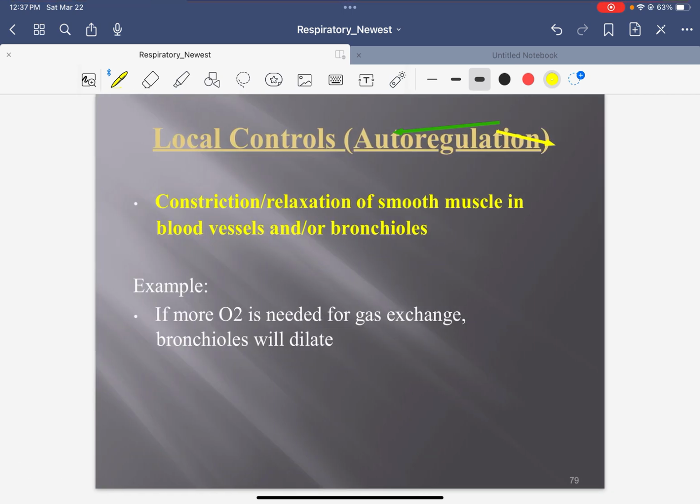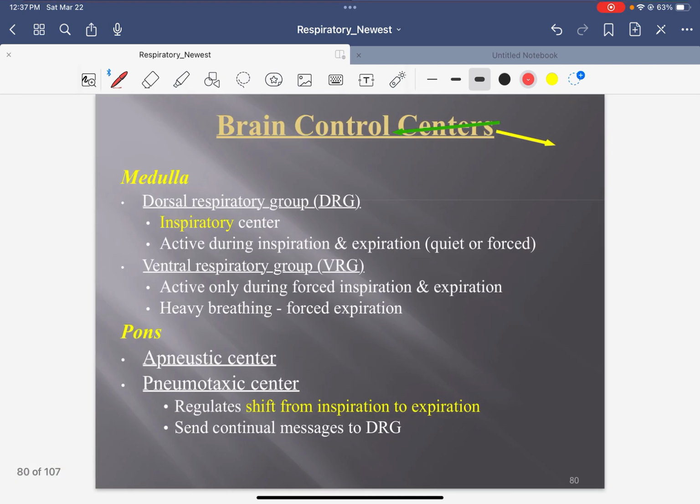Let's talk about basics. You already know this. What is a way that we can do local control for airflow, constriction, or dilation? If I need to bring more oxygen to an area, the bronchioles will dilate. If I need less blood to an area, the bronchioles will constrict. So that you already know.